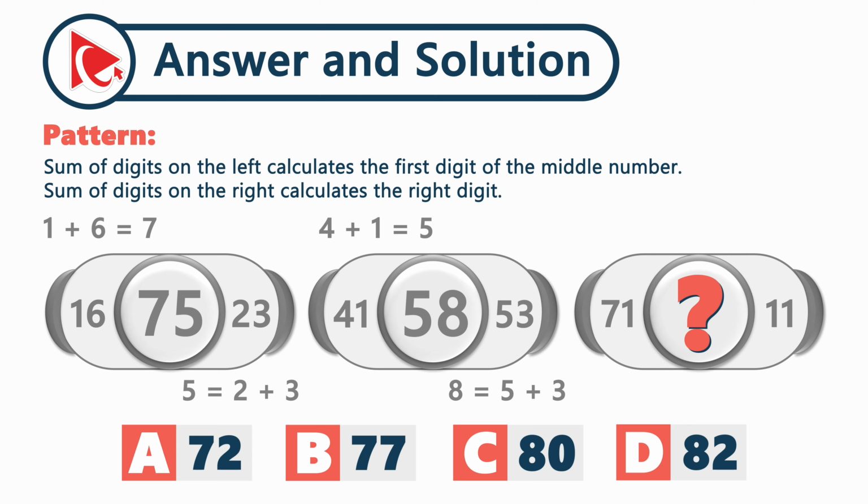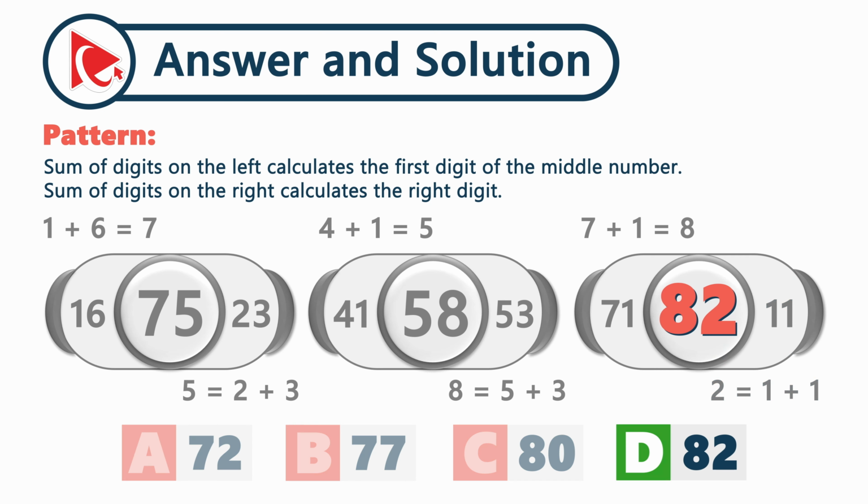And guess what time it is? It's the magic time to calculate the missing number. 7 plus 1 equals 8, and 1 plus 1 equals 2. The middle number is 82, and the correct answer here is choice D, 82.